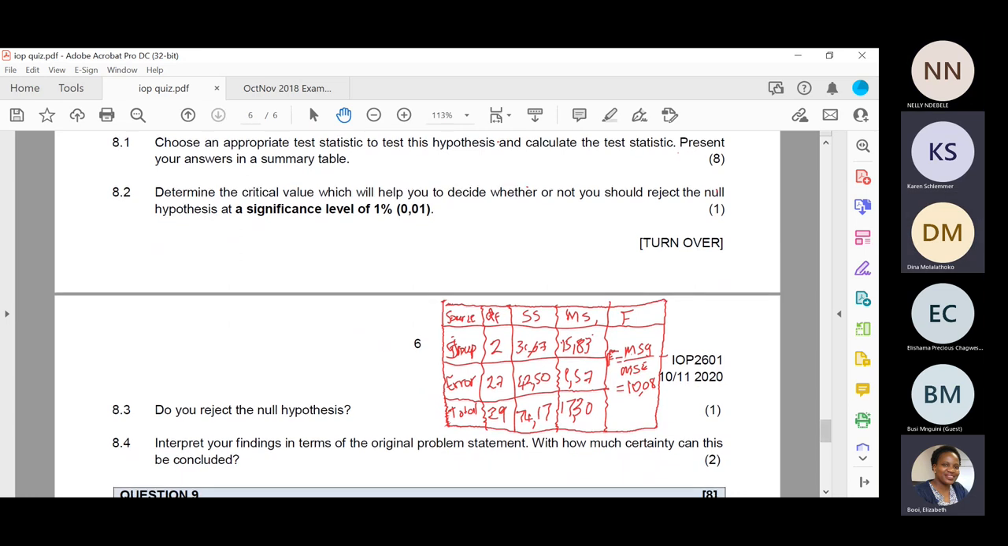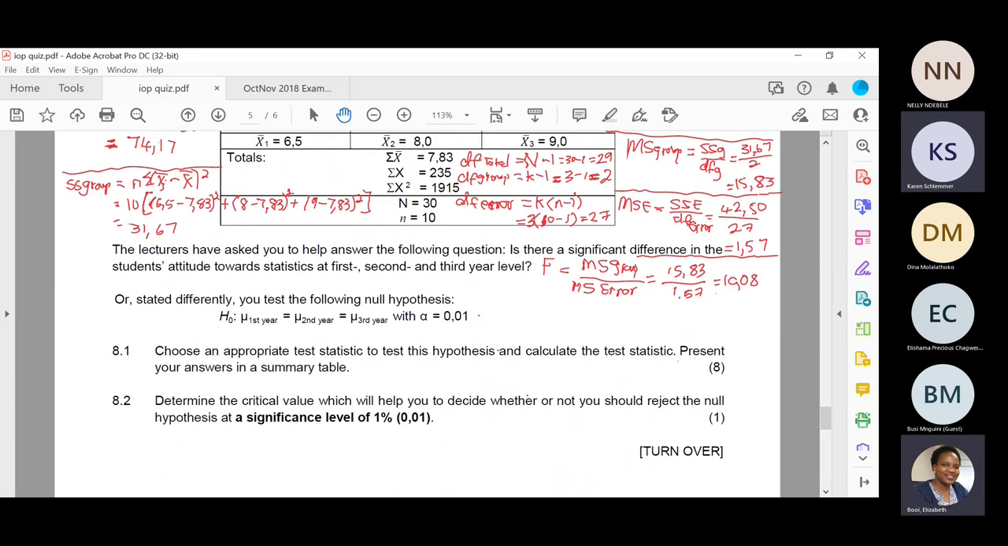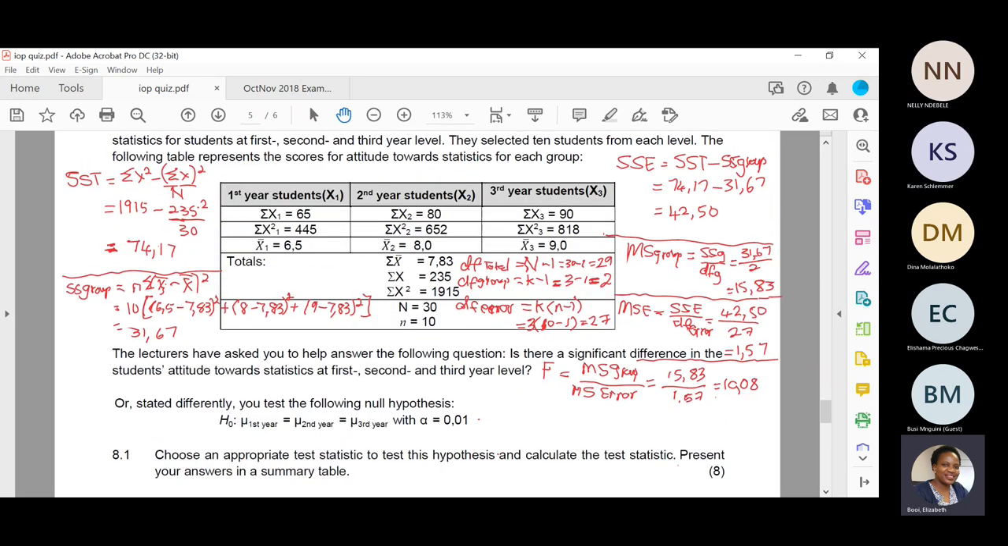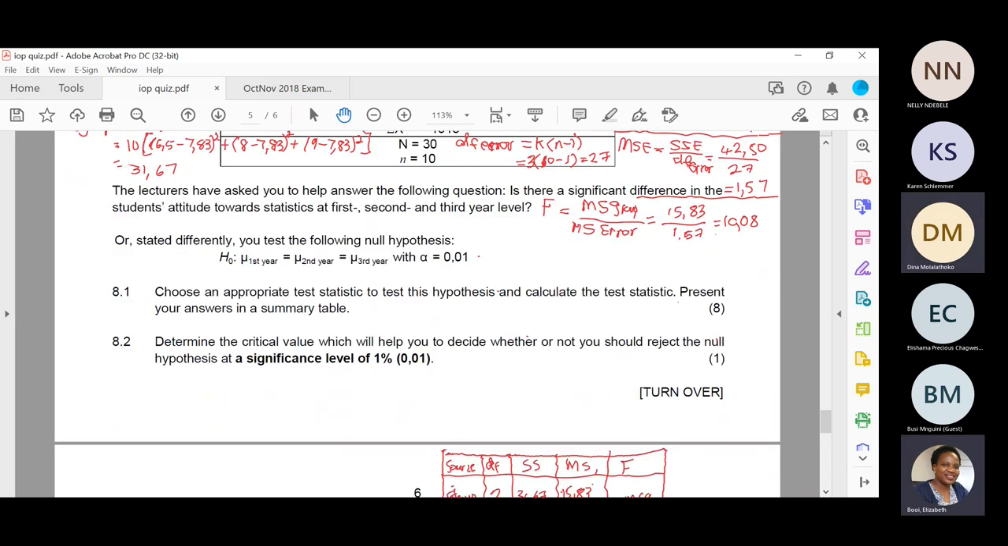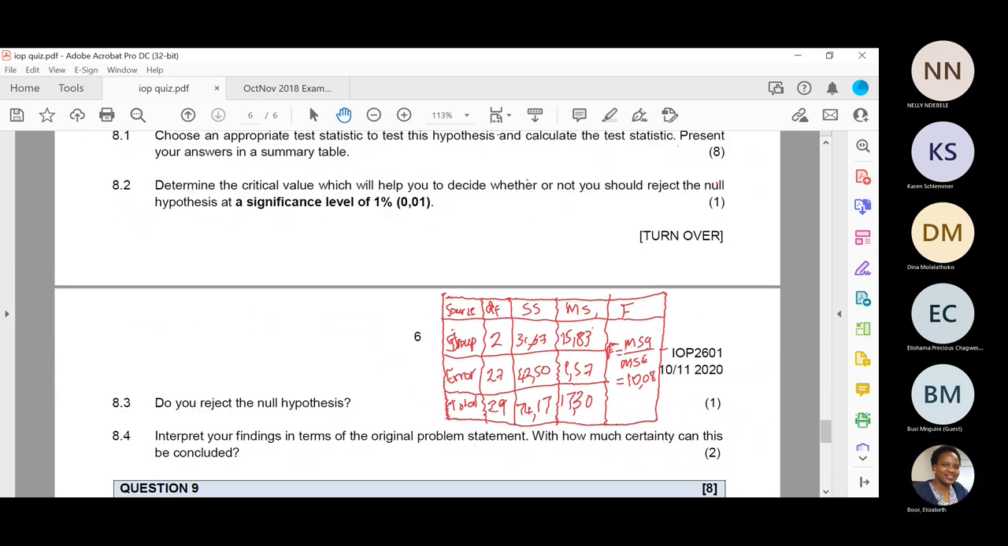Thank you. A lot of work. Yes, first because in order for you to find the test statistic, you need to calculate all this. And then they also say present your answers in the summary table. And all of it is 8 marks. Okay, so 8.2.